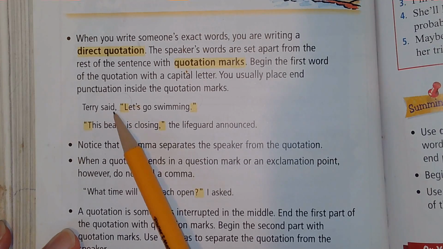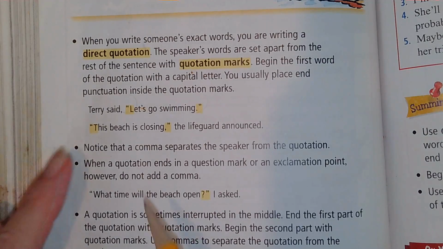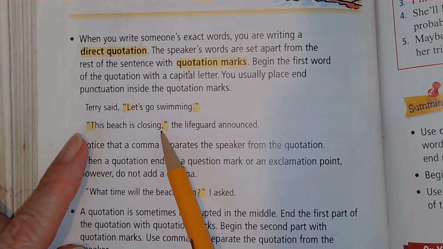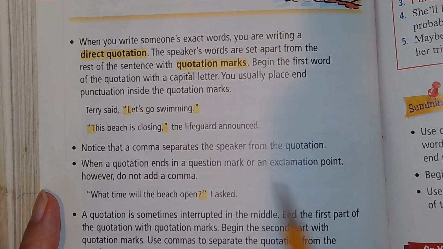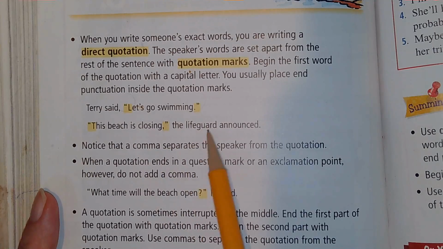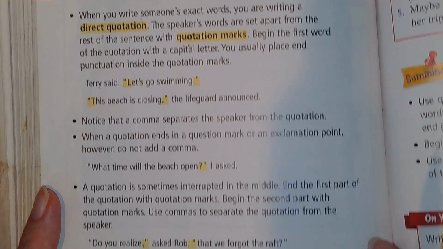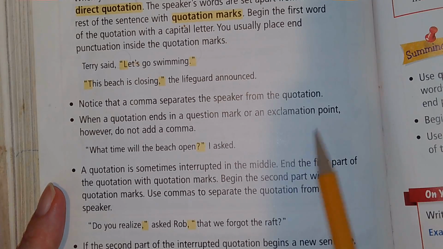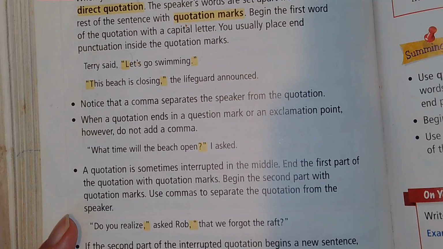Terry said, comma, quote, "Let's go swimming," period, end quote. So those are the words she said. "This beach is closing," the lifeguard announced. Put quotes around that and a comma in front of the quotes. That's what he was saying. Notice that a comma separates the speaker from the quotation. So the speaker from the quote they're saying has to be separated with a comma. All right, when a quotation ends in a question mark or an exclamation point, however, don't add a comma. So you're either going to have a comma or the question mark or exclamation point.